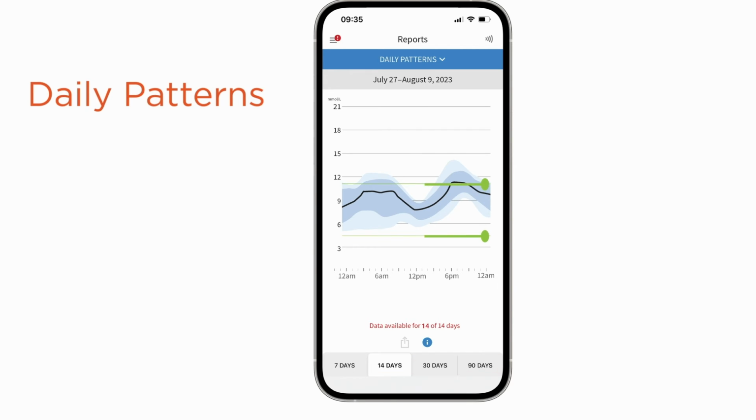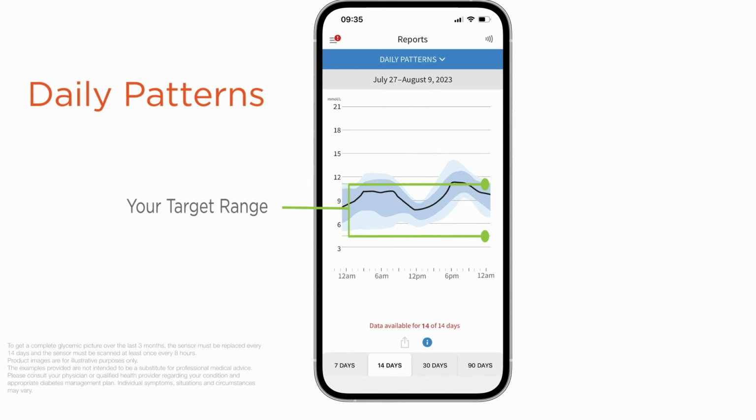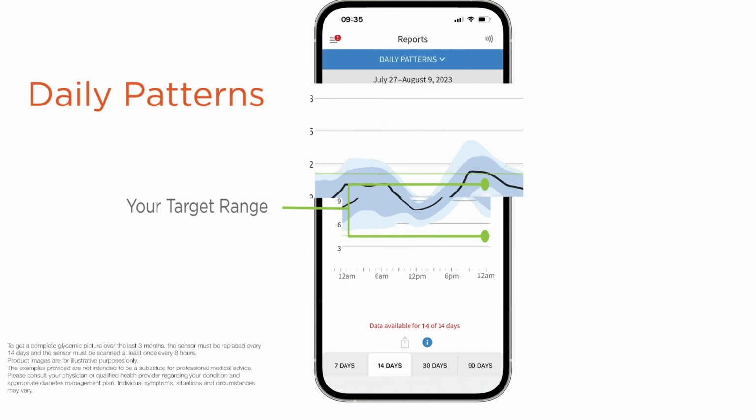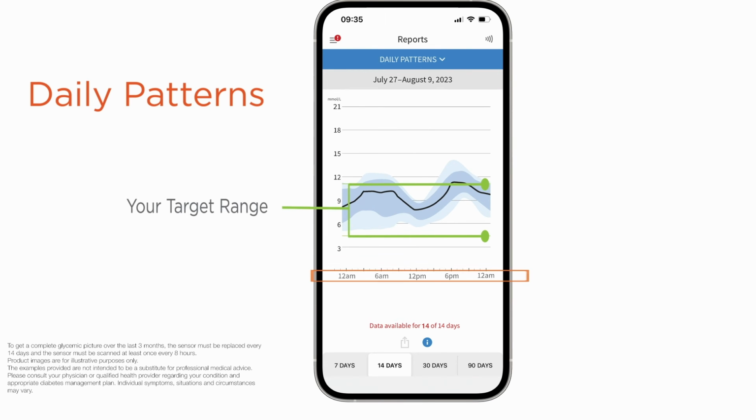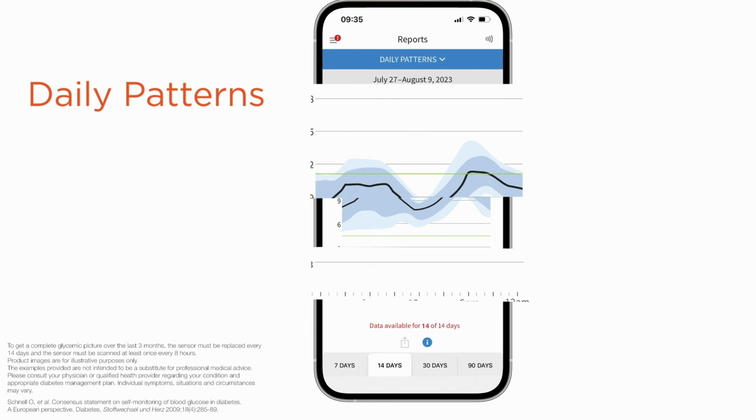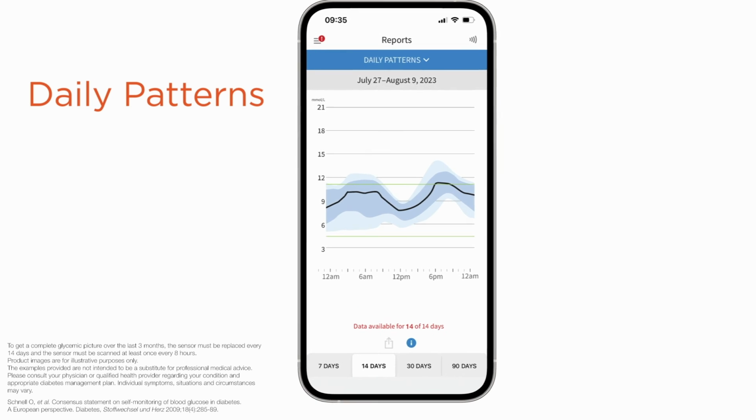The green horizontal band is your set glucose target range. Looking at your target range, check to see if there are times of the day when your glucose results are below or above your target. Look at the times of the day this is happening. The thick black line shows the middle point of your glucose readings. It is also important to look at the curves on this line, when you're going up or down or above or below your target range.